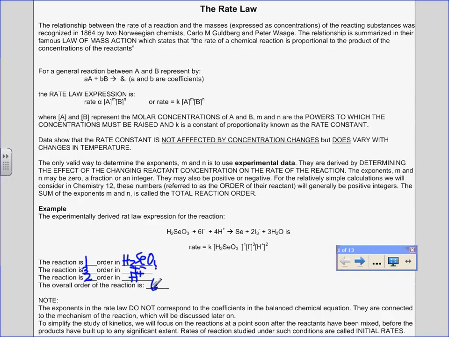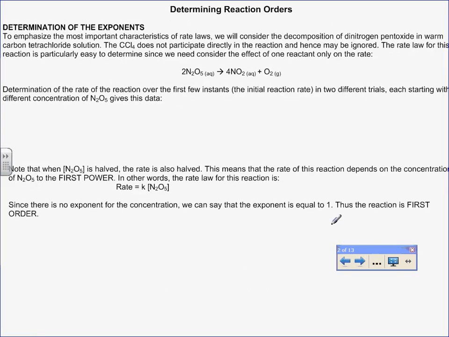Now, the meaning of the exponents is going to become more clear as we move through the lesson. For now, we're going to look at the experimental data that's collected and how we can use it to determine the order of a particular reactant in a reaction. In order to determine the exponents in the rate law, we need to change the concentration of a particular reactant, and we need to monitor what happens to the rate.